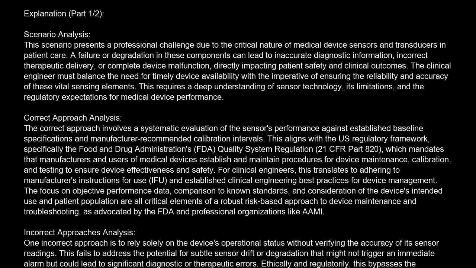Incorrect approaches analysis. One incorrect approach is to rely solely on the device's operational status without verifying the accuracy of its sensor readings. This fails to address the potential for subtle sensor drift or degradation that might not trigger an immediate alarm, but could lead to significant diagnostic or therapeutic errors. Ethically and regulatorily, this bypasses the fundamental responsibility to ensure device accuracy and reliability, potentially violating the principles of patient safety and device efficacy mandated by the FDA.